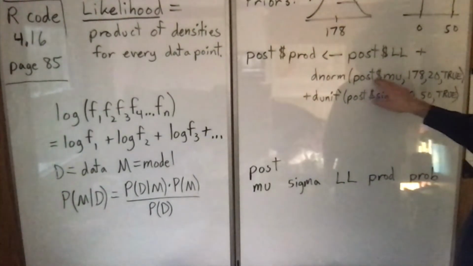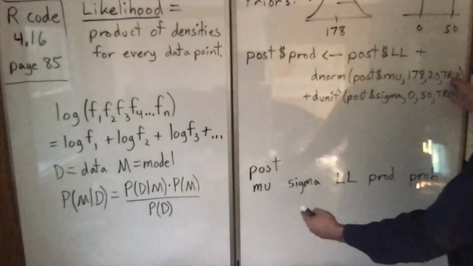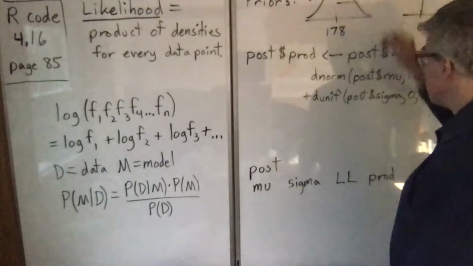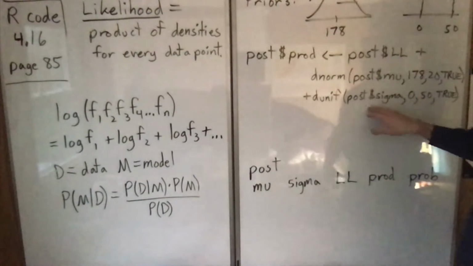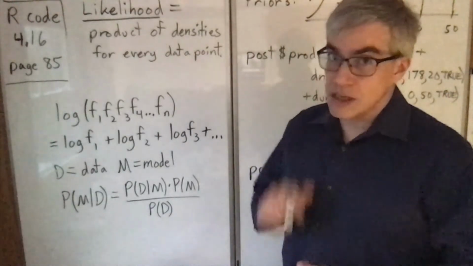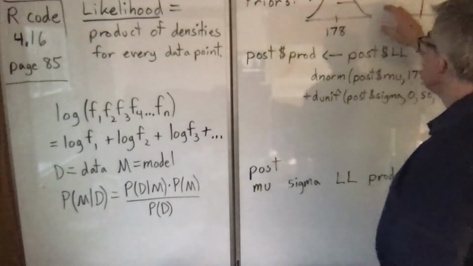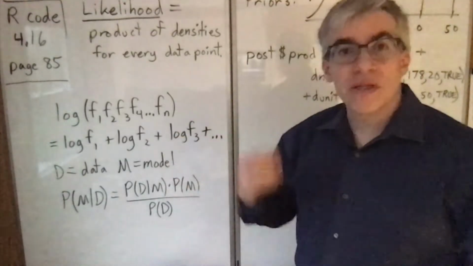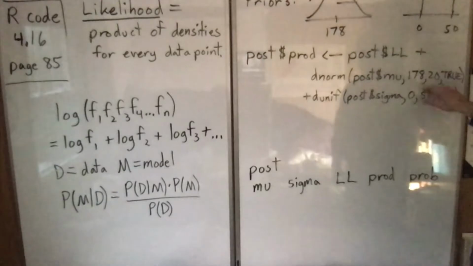So dnorm post$mu means we're taking the mu value for each row and finding its density for that particular mu in its mu distribution. We're taking the logarithm, and likewise, we're taking the sigma for that row. So to calculate the probability density of the model, we'd be talking about the probability density for the mu times the probability density for the sigma. And if we're using logarithms, the product becomes a sum. So we take the logarithms of both quantities.